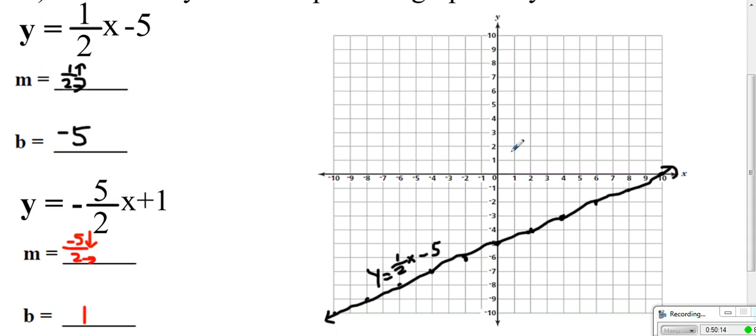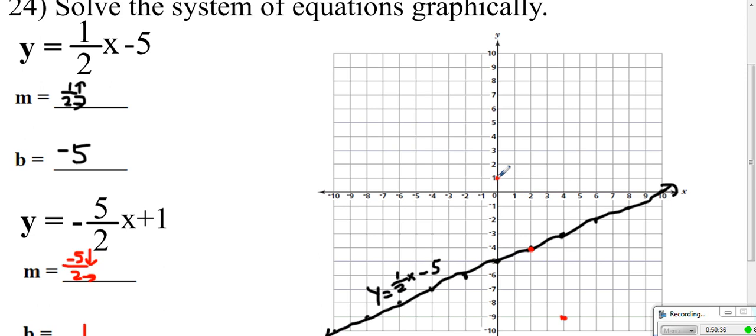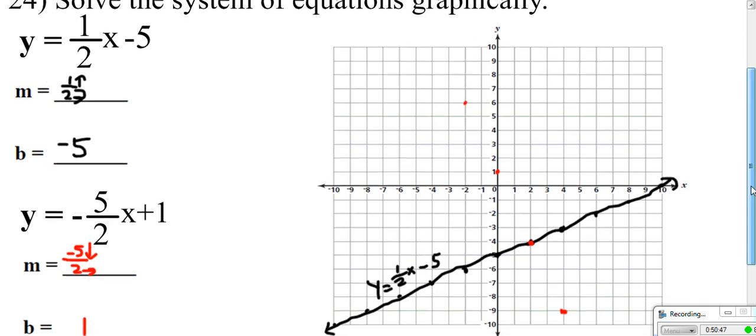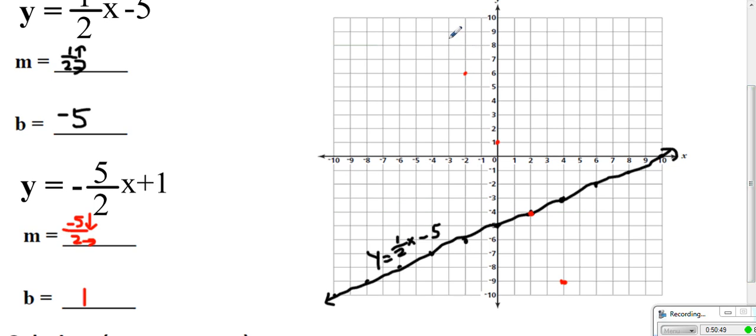The y-intercept is 1, so that's where I'm going to start this. I'm going to put a point right there. So now I'm going to go down 5. 1, 2, 3, 4, 5. And to the right 2. And there's my point. Go down 5. 1, 2, 3, 4, 5. And to the right 2. Now go up 5. 1, 2, 3, 4, 5. And to the left 2. That's all I could do. Because this is only 4. And now we could just go ahead and extend the line.